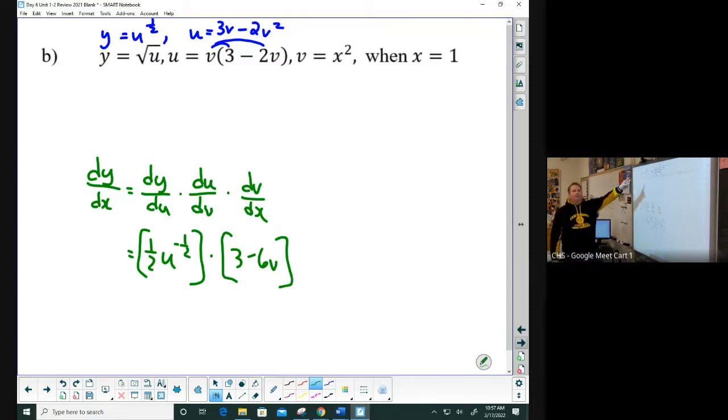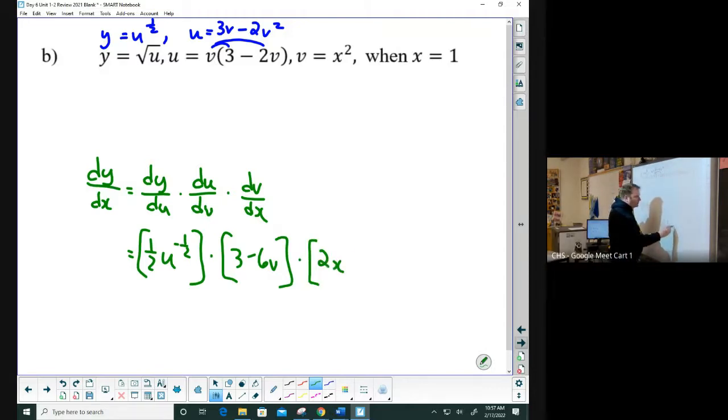Way easier than doing the product rule. Times, and then the v function is even easier. It's just x squared. The derivative of x squared is x.